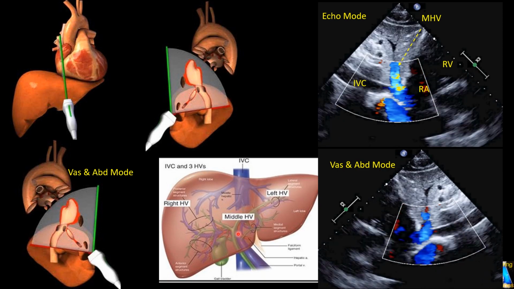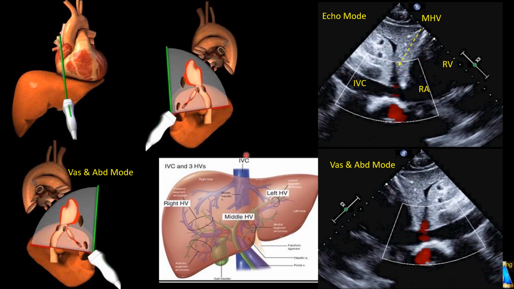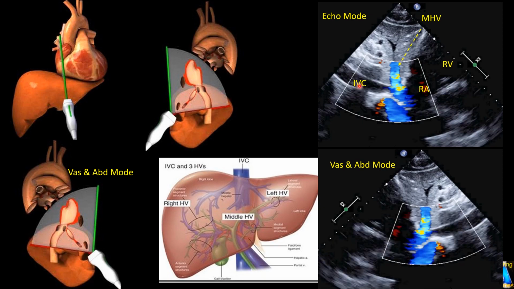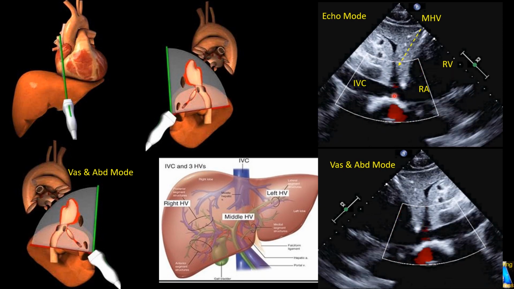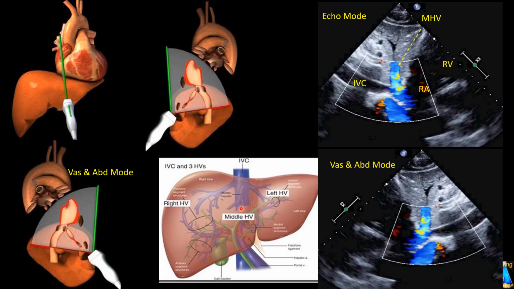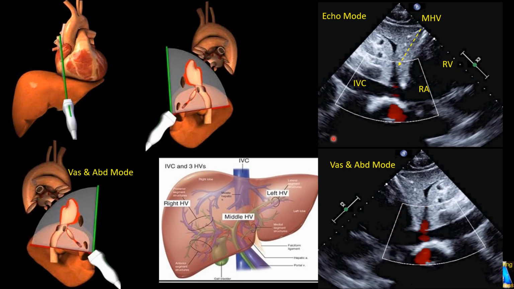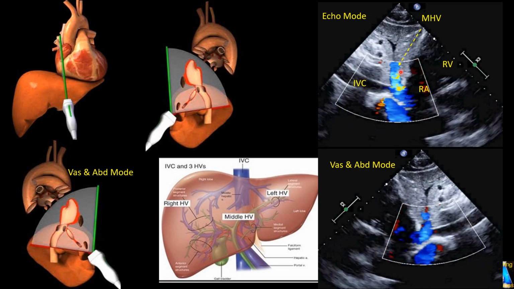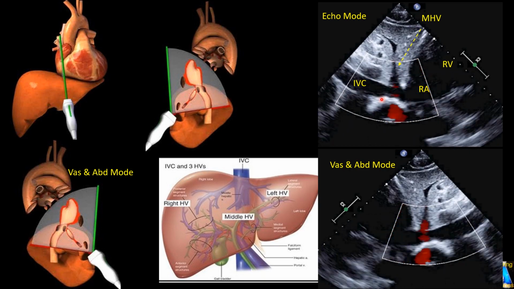So if we put it exactly at midline of the body, usually we see both of them together. If not, we have to fan a little, a millimeter, to the left or right. Finally, the middle hepatic vein shows up too.